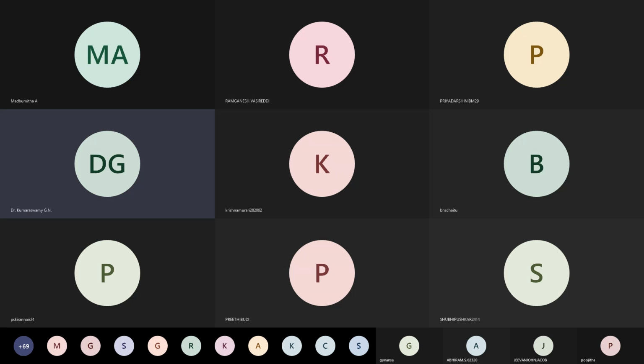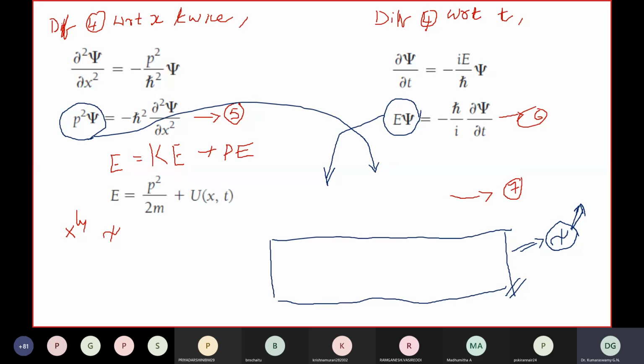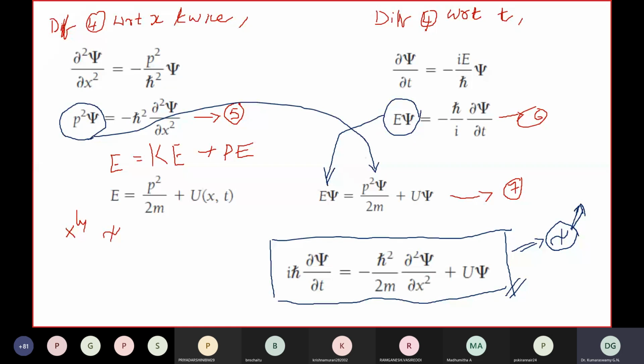Yes. So yesterday we got this equation. This is a very general basic equation called Schrodinger's equation. From this equation, put all the conditions, boundary conditions, and evaluate psi. Once you evaluate psi, that will be the solution to this equation. That is a wave function.